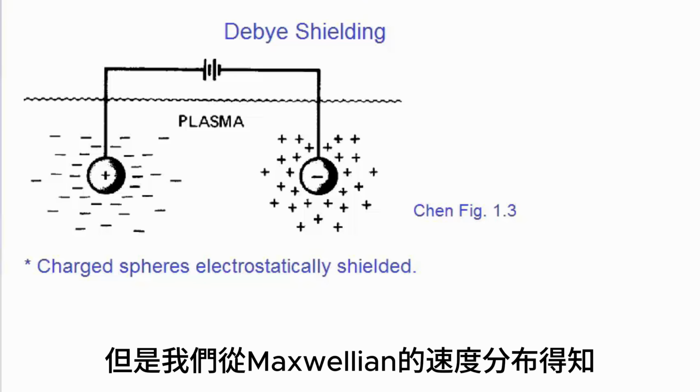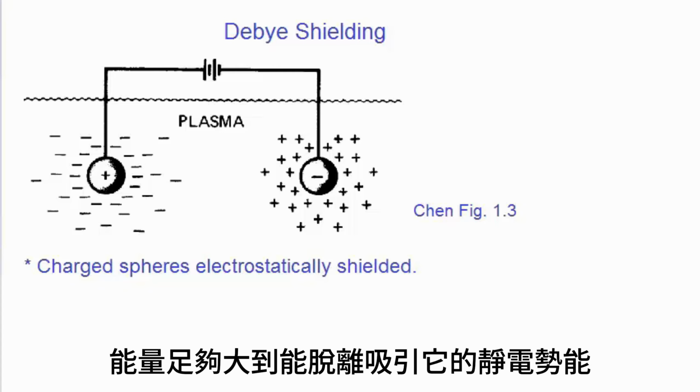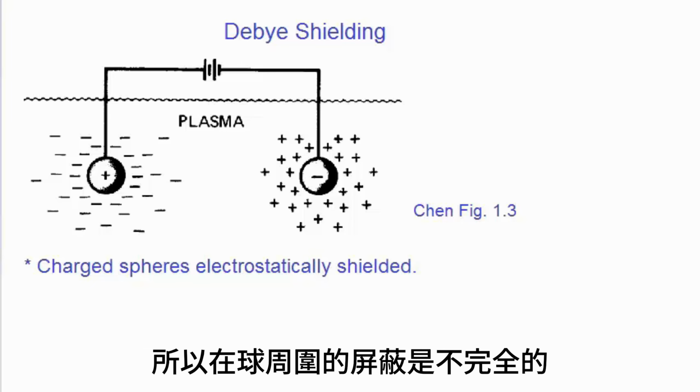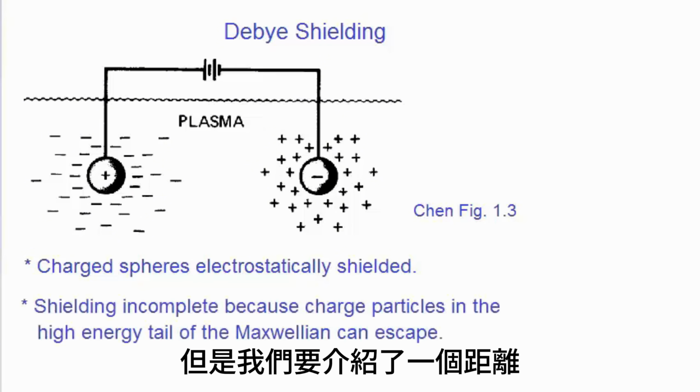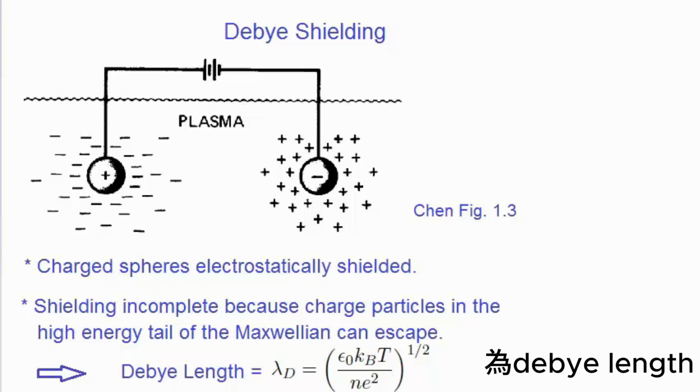But as we've seen from the Maxwellian distribution of velocities, there are always charged particles in the high velocity tail of the distribution that have an energy greater than the attractive electrostatic potential energy to basically leave. And so the shielding around the sphere is inherently incomplete. But we do introduce a length in the plasma whereby most of the charge is contained. This is known as the Debye length.